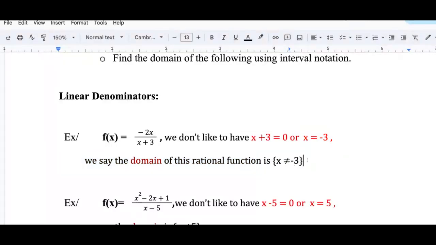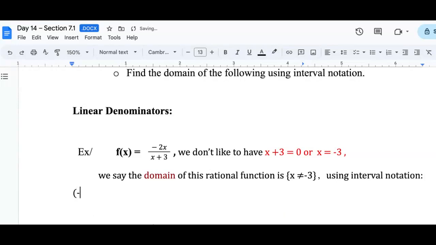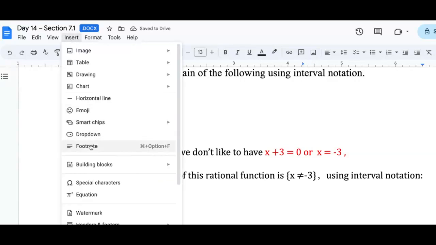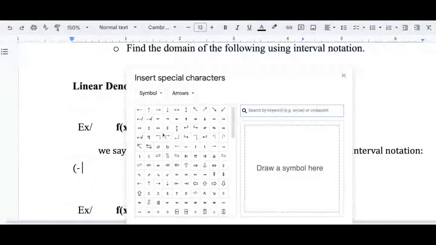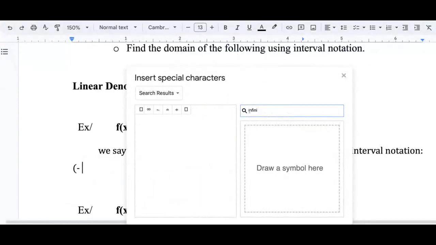So how do we use the interval notation? Using interval notation, we go from negative infinity. Let me find the infinity sign. So I go insert, I go special characters, I type in infinity. You see the sign comes up. Right? So I need 2 of them. So let me just copy 2.